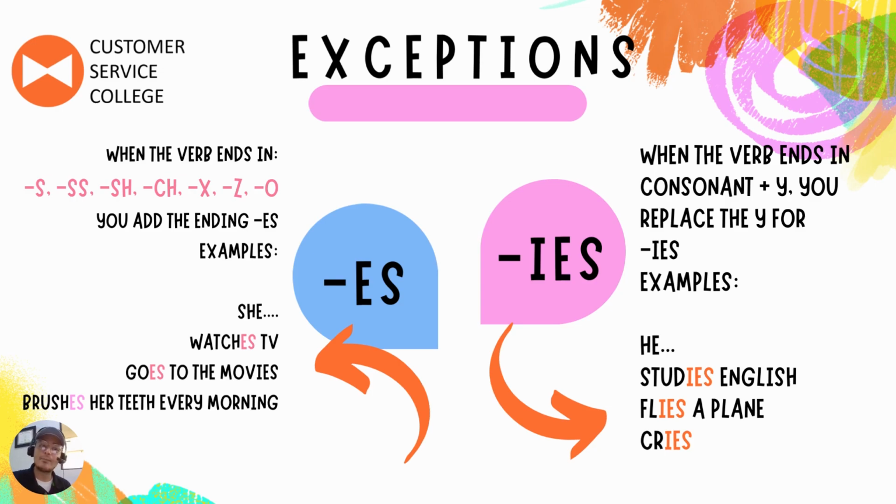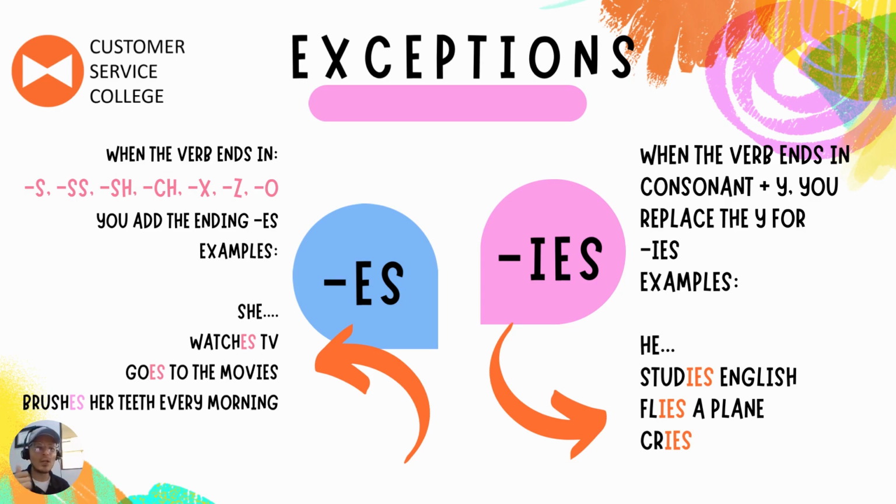Or another example, she goes to the movies on Saturdays. If you check the verb go, it ends in O, so I add ES. And she brushes her teeth every morning. I add ES to the verb brush because it ends in SH. So just remember that every time a verb ends in S, double S, SH, CH, X, Z, or O, you add an ES at the end for affirmative verbs for third person.